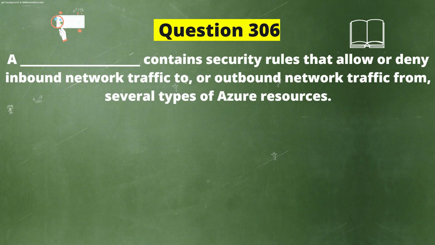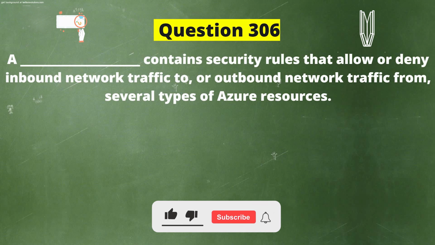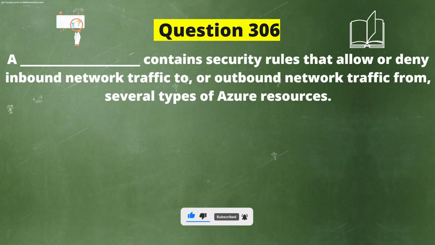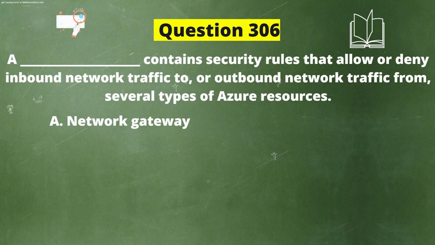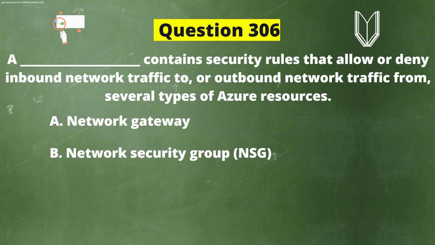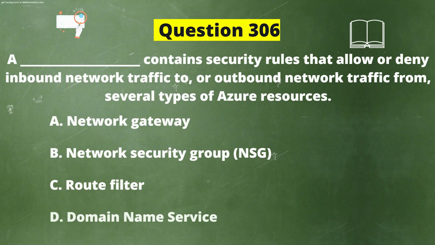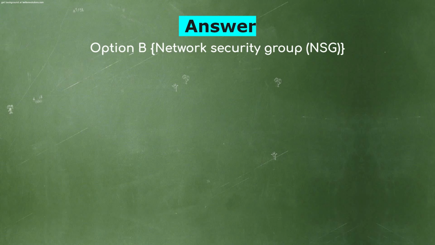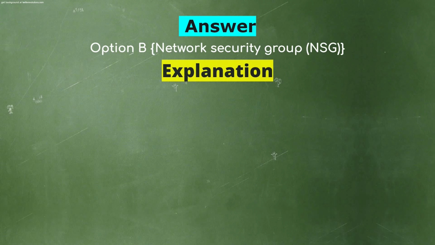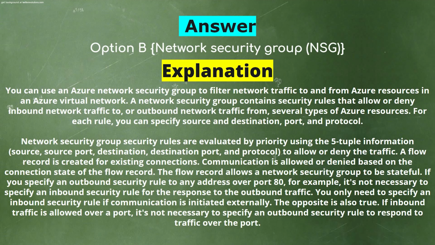Next question. A dash contains security rules that allow or deny inbound network traffic to or outbound network traffic from several types of Azure resources. And the options are A. Network gateway, B. Network security group, C. Root filter, D. Domain name service, and the correct answer is option B. Network security group. Explanation. You can use an Azure Network Security Group to filter network traffic to and from Azure resources in an Azure virtual network.